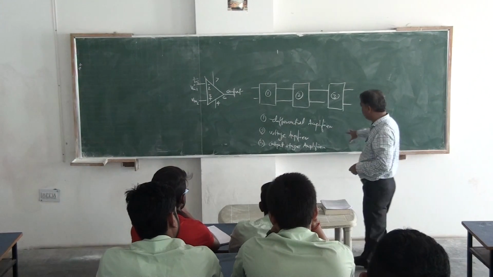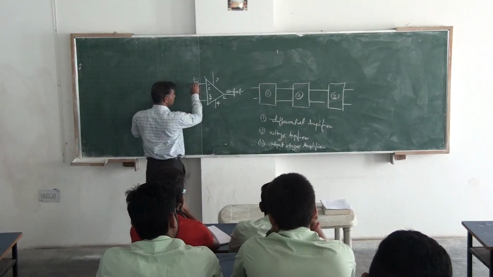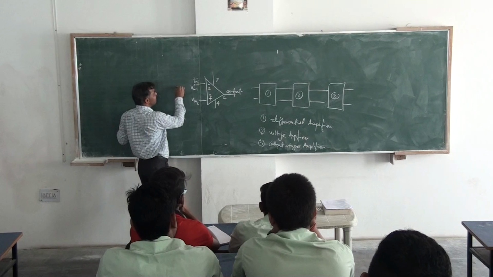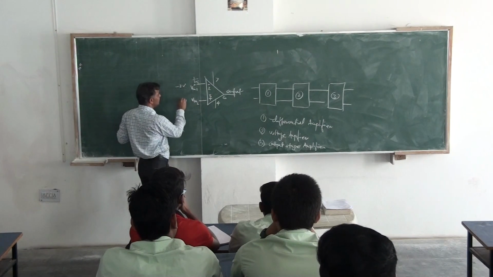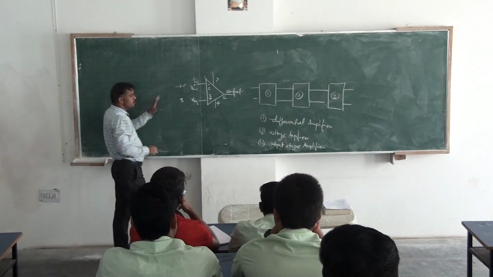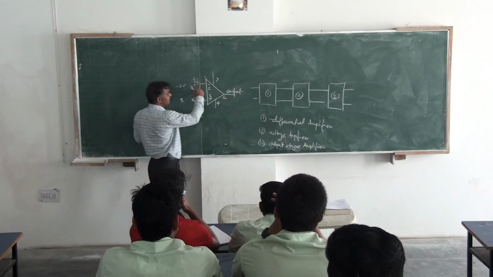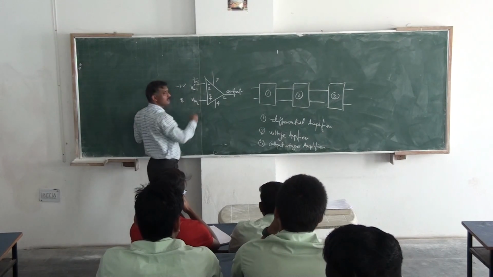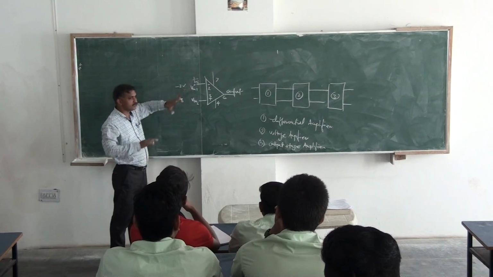This differential amplifier takes the difference of what you are applying at these points. Let's say V1 is minus 2 volt and V2 is equal to, let's say, 3 volt. So these two voltages will be applied here. And whatever is common, let's say somebody is talking, that same signal will be the common mode signal which is surrounding.